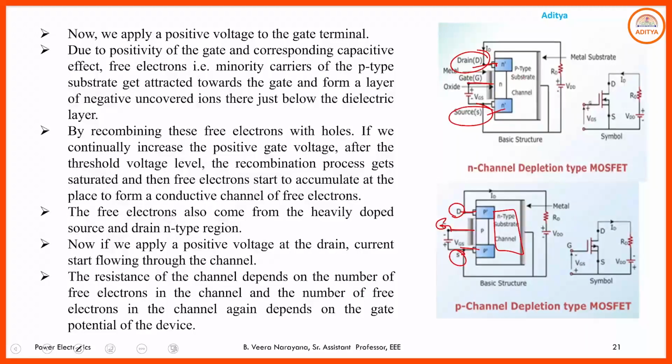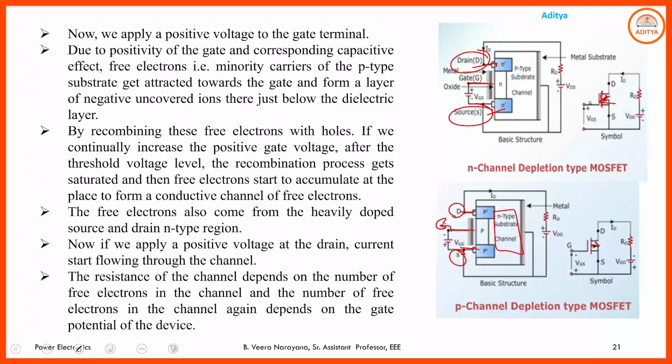So in this N-channel depletion type MOSFET symbol, the arrow indicates the type. If the arrow is towards the junction, that is considered an N-channel depletion type MOSFET. If the arrowhead is away from the junction, that is considered a P-channel depletion type MOSFET.